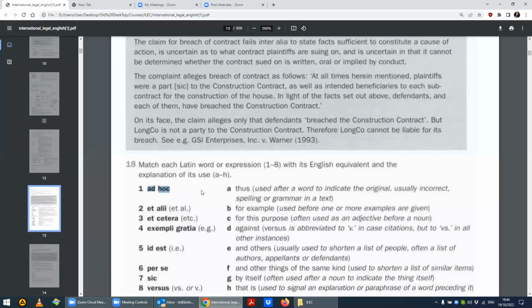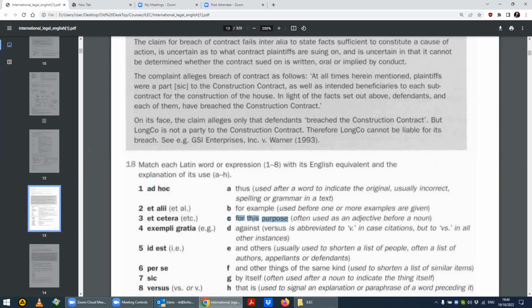So, for example, there's been a train crash. A committee is set up to examine the reasons for the train crash. So it's an ad hoc committee. It only has one purpose. Ad hoc means for one purpose only. So ad hoc means for this purpose.